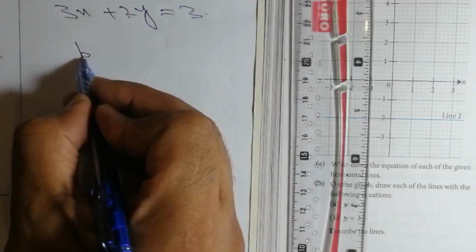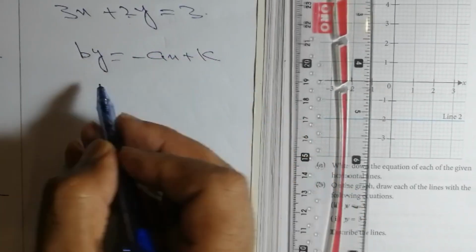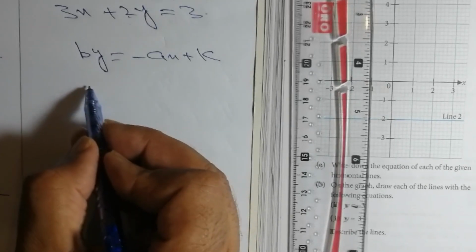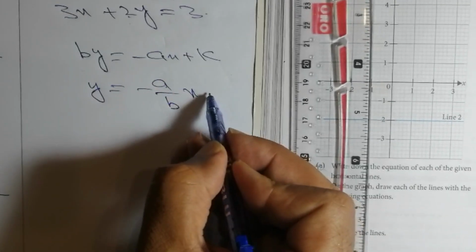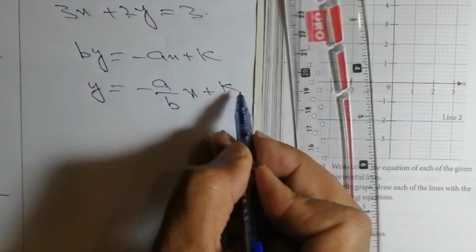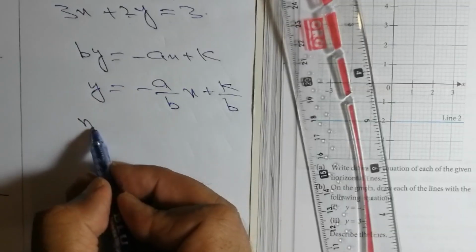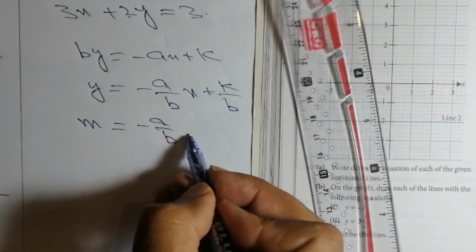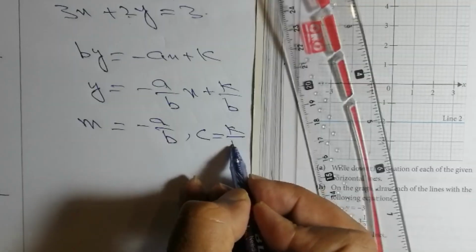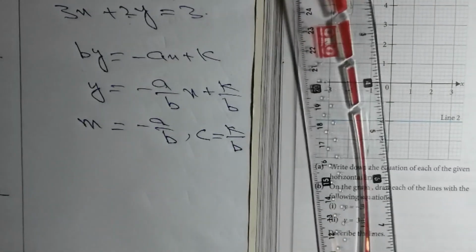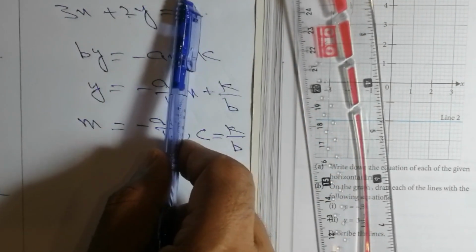How we can see here: by equal to minus ax plus k, and dividing by b on both sides, this will be y equal to minus a by b x plus k by b. So if we compare with the standard equation, the slope m is minus a by b, and c, which is the y-intercept, is equal to k by b. So just keep in mind that this is an equation of a straight line. This is also another form of the equation of a straight line.